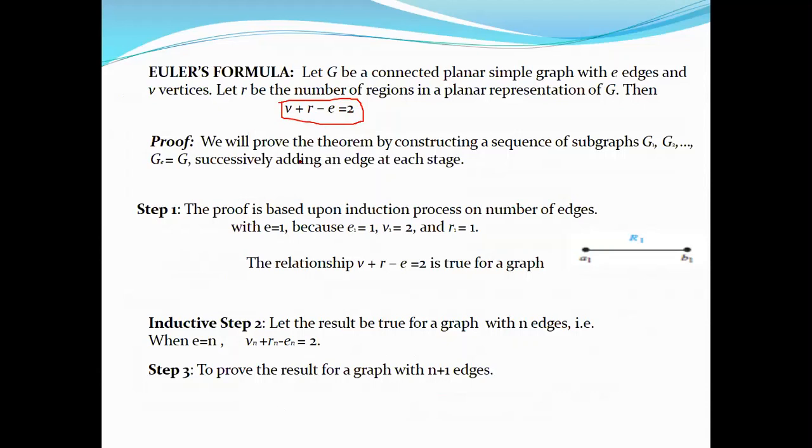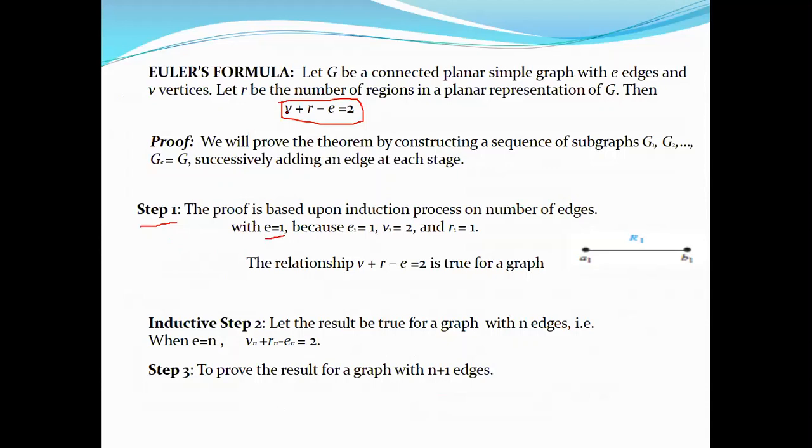For its proof, we'll take help of the method of induction. We'll prove this theorem by constructing a sequence of subgraphs G1, G2, and then finally G, successively adding one edge at each stage. Starting from step number 1 of the method of induction, the base step, we are applying the method of induction on the number of edges.